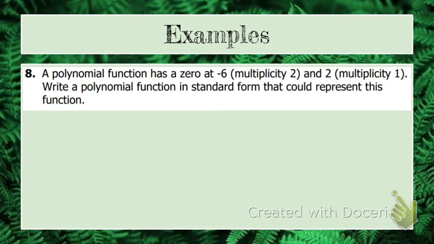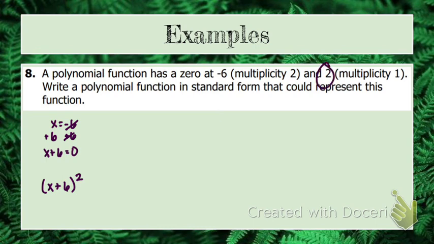So to get a 0 at negative 6, to get x equals negative 6, that means that we had to have set something equal to 0. So we can figure out what that is by adding 6 to both sides. And you'll see that we get x plus 6 equals 0. So that means that this is the linear factor that we must have used to figure out that that's what our 0 was. And it has a multiplicity of 2. So it's going to be squared.